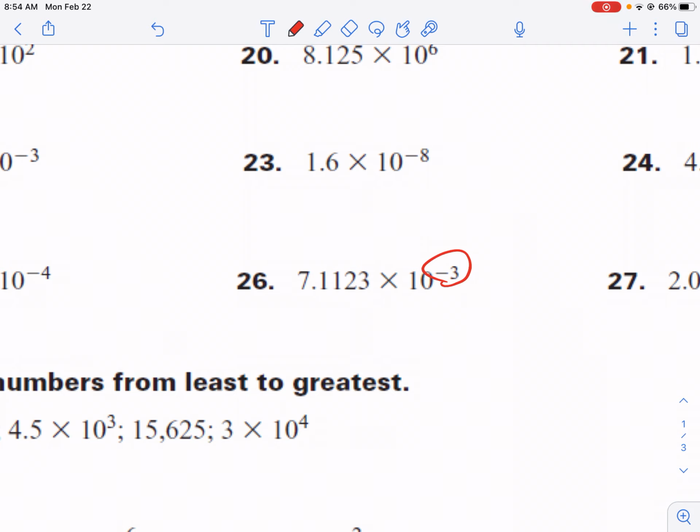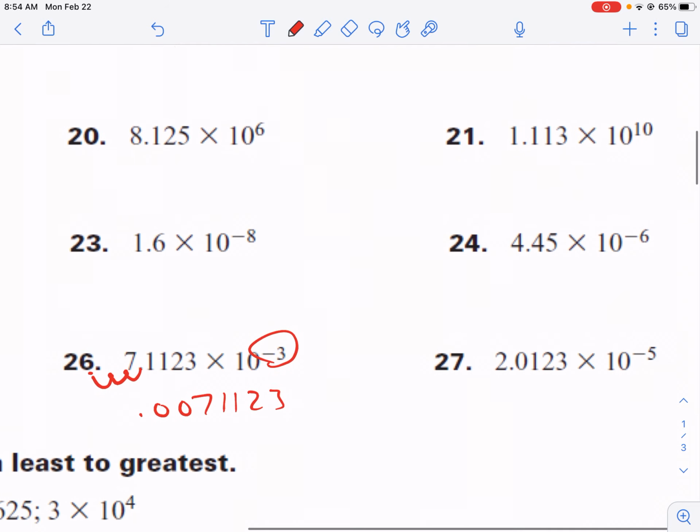So when I move this 3 places, it's going to move, not this direction. You want to go to the left. So we have some zeros in front of that 7. So we can go 3 places, 1, 2, 3. That's the decimal, 0.00711123. Standard form.